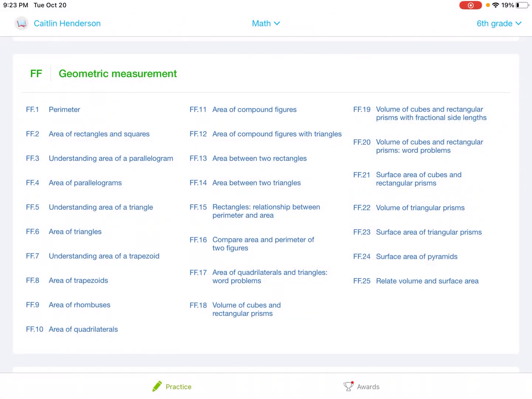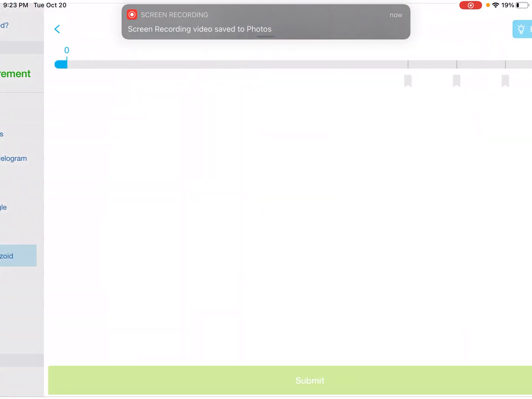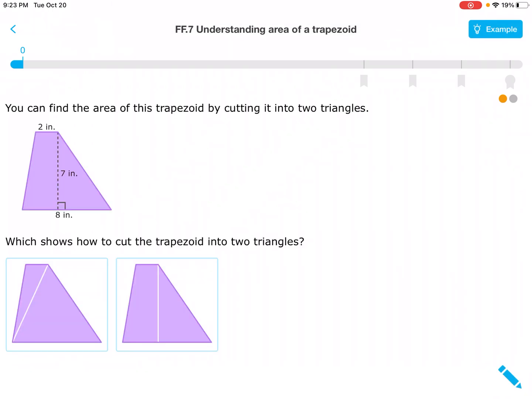All right, boys and girls, I'm going to go through IXL FF7 with you. I know I've had a lot of questions on how to understand area of a trapezoid. So they're going to break this down into two types of problems. The first set is all about how you can use triangles to find the area of trapezoids.